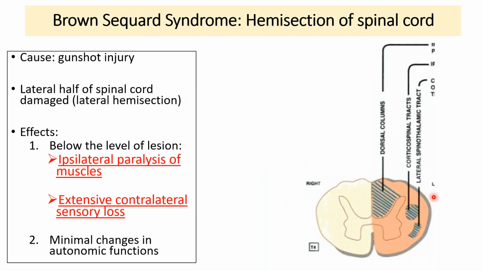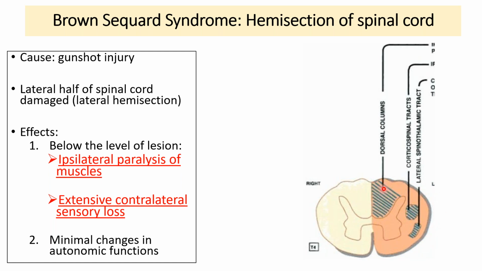Now, a very important part is the semisection or the hemisection of the spinal cord, or the Brown-Sequard syndrome. This is called the Brown-Sequard syndrome. Now, in this picture, this is a normal and this is the abnormal. So the lesion has only affected one side of the spinal cord. This is called hemisection of spinal cord, also called Brown-Sequard syndrome. The cause is the gunshot injury. Most commonly in gunshot injury, you have the hemisection of the spinal cord. So the lateral half of the spinal cord is damaged. So what will be the effects?